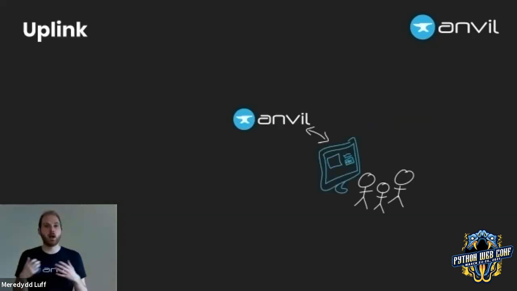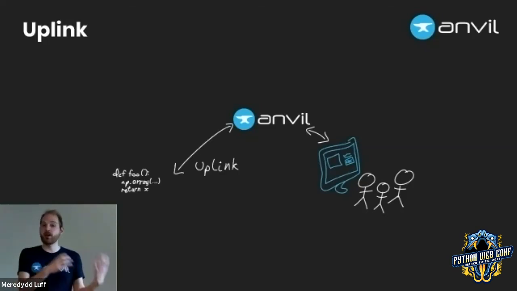So here's how an application works normally in Anvil. It's hosted there, and then it's delivered to the browser where your users are. If you use the uplink, you're running code on your own machine that then connects up to Anvil, and you can do everything you can do from the server side of your app. You can make callable functions, you can access your database, you can go to town.